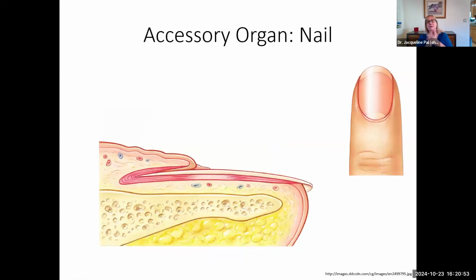Okay, so we're done with those, and now let's go to our last accessory organ, and that are our fingernails. Those are our fingernails and toenails. So when we look at the nails, there's lots of parts. We're not going to learn all of it, but here's what we are going to learn. The nail is actually called the nail plate.